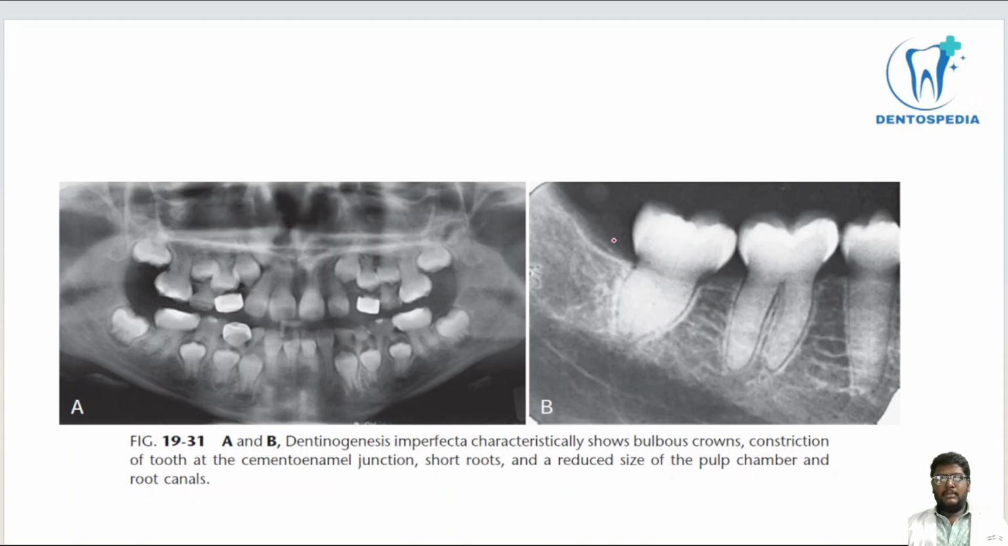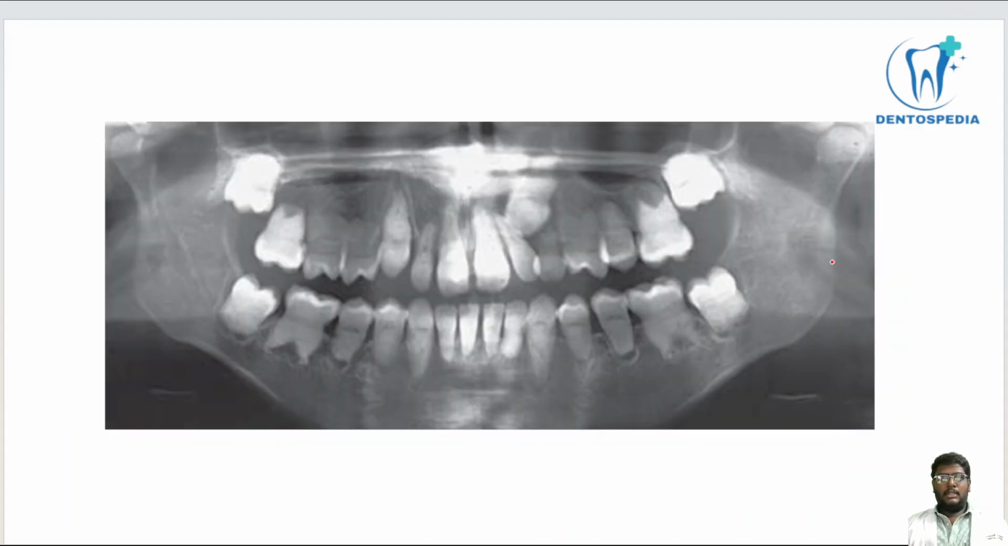Here you can see bulbous tooth structures, right? Bulbous crowns and constriction of the tooth at the CEJ, and also reduced pulp chamber size and root canals. So these are the classical features of dentinogenesis imperfecta. Here you can see multiple bulbous tooth structures.